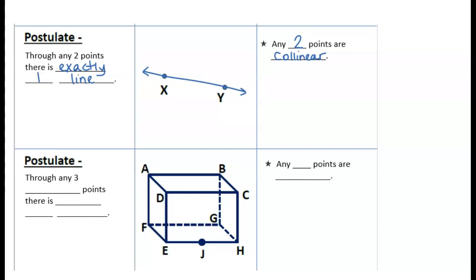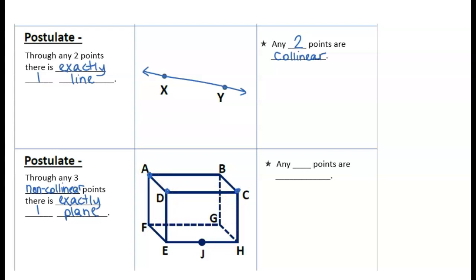And then finally, through any 3 non-collinear points, there is exactly one plane. So here I have a prism for you. If you want to imagine a box that you get from a store or Amazon or something like that, it might help you visualize. So we want to say that through any 3 non-collinear points, there's exactly one plane. So if I take any 3 non-collinear points, so maybe point A, point D, and then something that's not on line segment AD, so A and D and C.